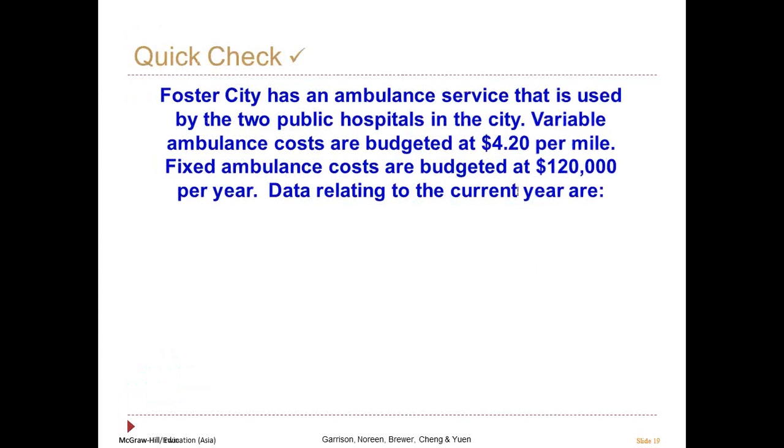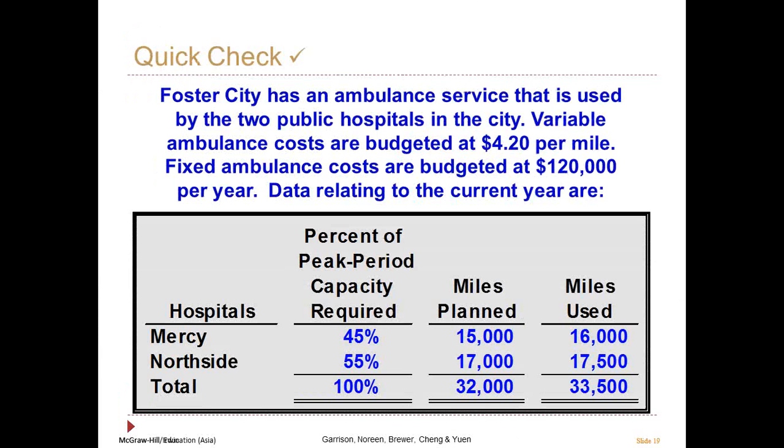So let's take a quick check and see how we are doing on allocating costs by behavior. Foster City has an ambulance service that is used by the 2 public hospitals in the city. Variable ambulance costs are budgeted at $4.20 per mile. Fixed ambulance costs are budgeted at $120,000 per year. Data relating to the current year are illustrated in the table on the slide. You may want to refer back to this screen as you work through the question on the next slide.